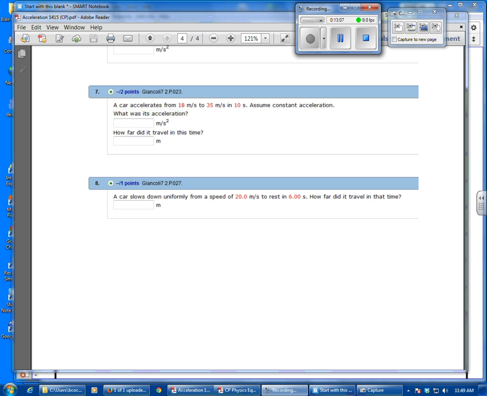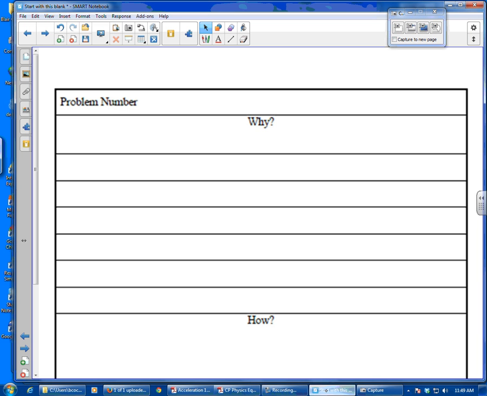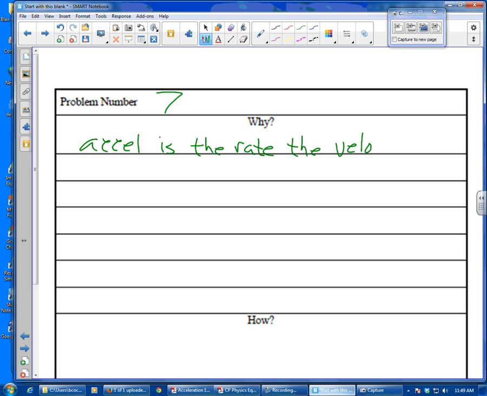So, first thing to make sure we show our understanding of is, what is acceleration? Right. Acceleration is the rate the velocity changes. So since the first part's about acceleration, it's good to show that you understand that. And then how far did it travel in this time?